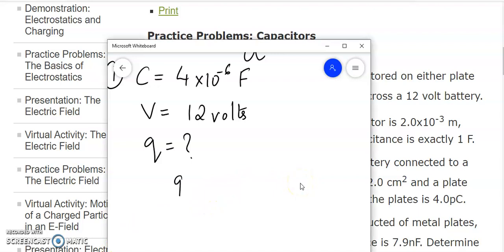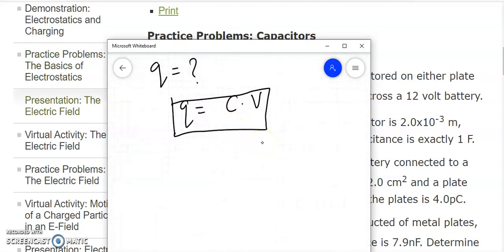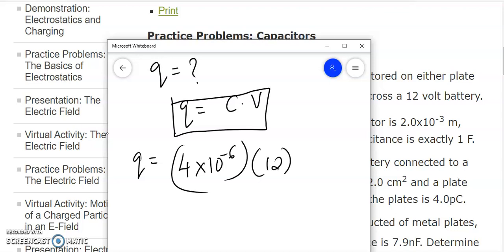So Q is equal to C times V. Now applying the values into this formula, you would get Q is equal to 4 into 10 raised to minus 6 farads times the 12 volts. And the answer would be 48 times 10 to the power minus 6. And charge is always measured in coulombs.